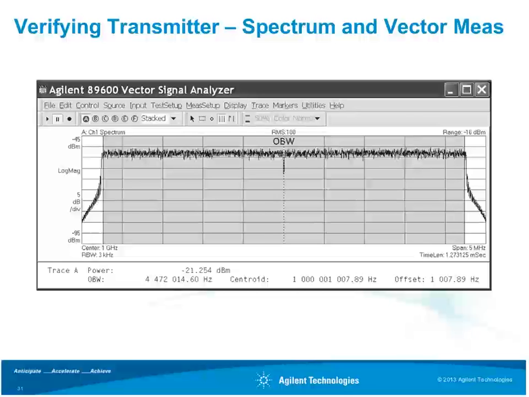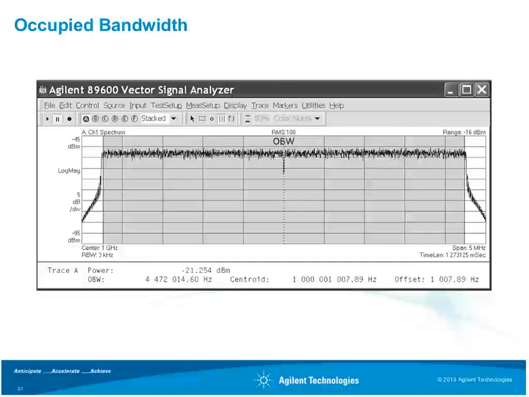For occupied bandwidth, what I have here is a fully allocated 5 megahertz downlink signal. Down here, we can see the occupied bandwidth reads 4.47 megahertz. From this measurement, I can also calculate the center frequency from the centroid of the occupied bandwidth markers, but that's with an assumption that the allocation we've done is symmetrical. Looking at the trace, we can also get an accurate power measurement. Because it makes an accurate power measurement, we can get an idea of what the amplitude flatness would be from viewing the trace here and making measurements.